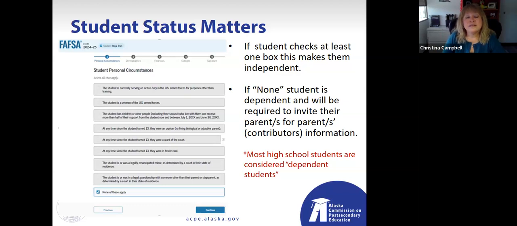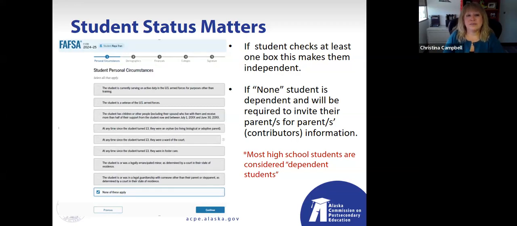The only things that make a student independent, and you probably can't read this tiny little screen, but if a student is 24, if a student is married, if they have a child, and they can provide proof that they provide more than 50% of the support for that child, if they're in the military, if they've ever been a ward of the court or a ward of the state, or in foster care anytime after the age of 13, even for one day, these are things that make the student independent.